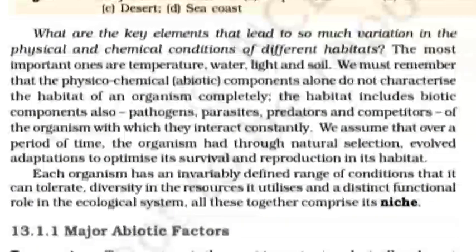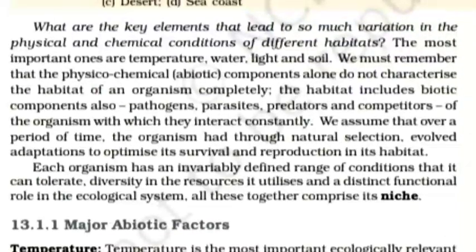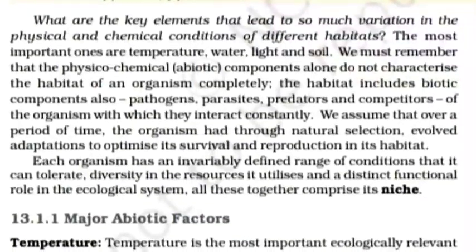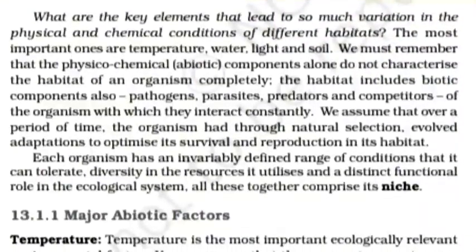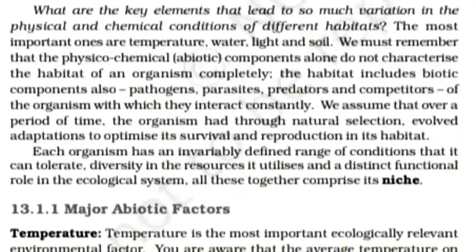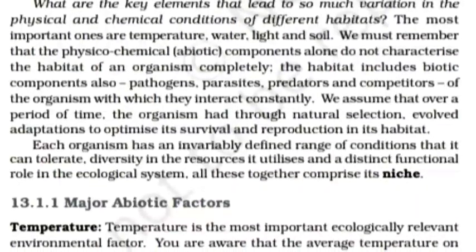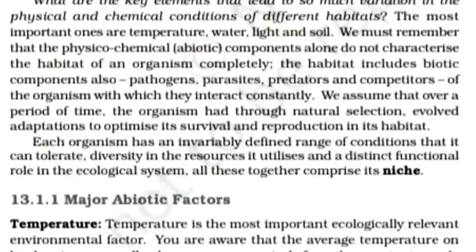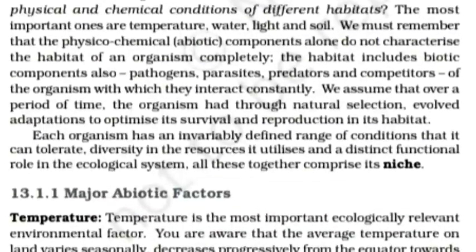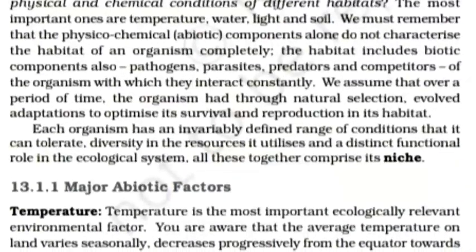What are the key elements that lead to so much variation in the physical and chemical condition of different habitats? The most important ones are temperature, water, light, and soil. We must remember that the physicochemical abiotic components alone do not characterize the habitat of an organism completely. The habitat includes biotic components also: pathogens, parasites, predators, and competitors of the organism with which they interact constantly.